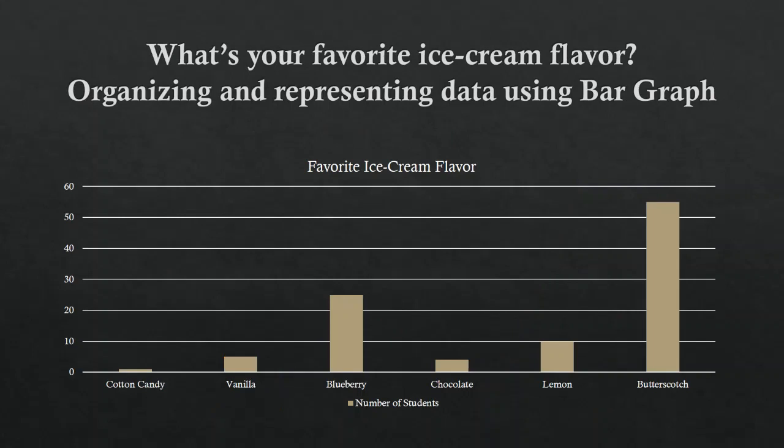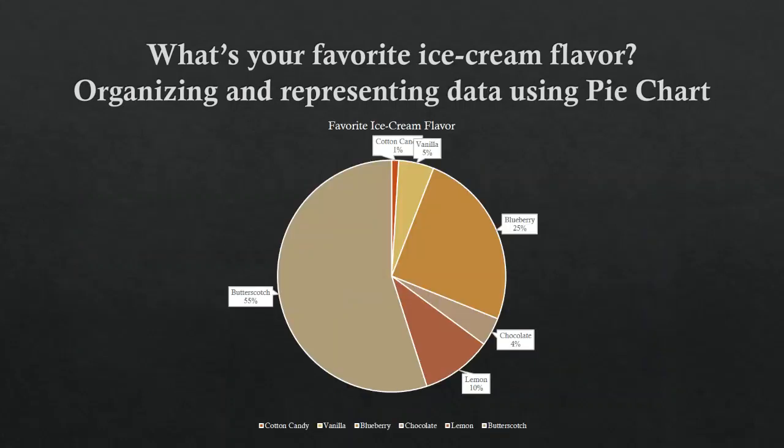We have another way of representing data using bar graphs. The same thing we did with plotting in the line graph, but this time we draw a bar that represents each number individually. Then we have the pie chart. We can see the flavors, the most preferred flavor, the least preferred flavor, and the ones in the middle, plus the percentage of each flavor to make it easier to understand the fraction way of representing.